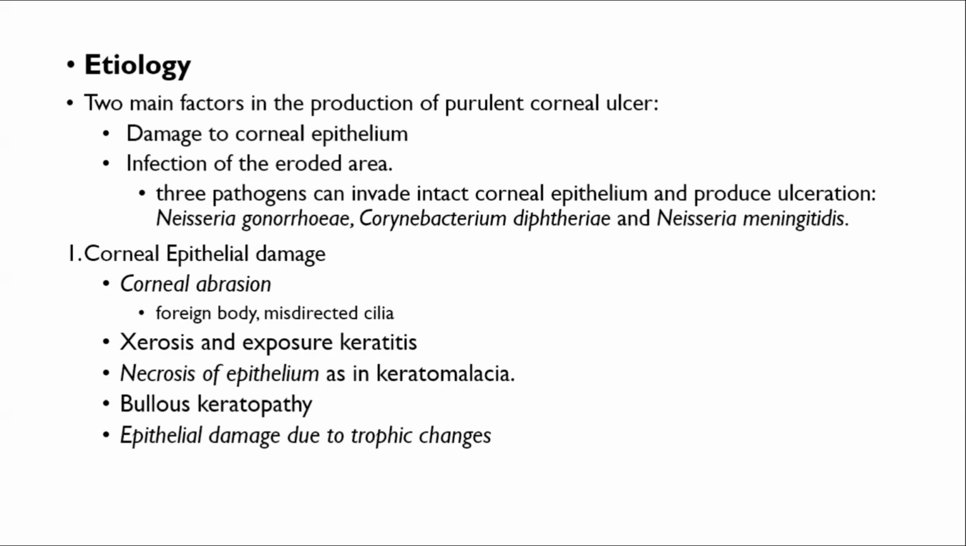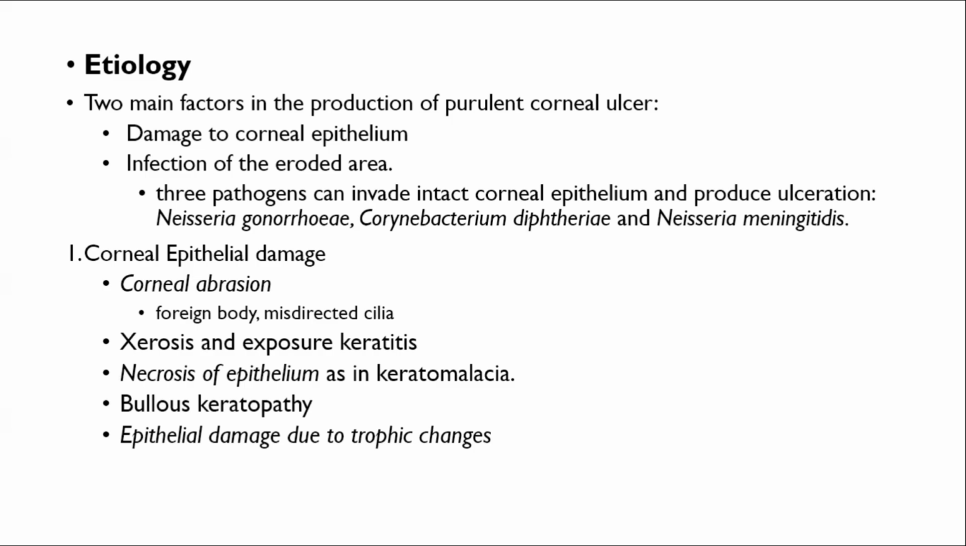Now let's delve into the various types of corneal epithelial damage that can predispose the cornea to infection. The first one is corneal abrasion. This basically refers to a scratch or injury to the corneal surface, which can be caused by a foreign body like dust or sand, or misdirected eyelashes. Another factor is xerosis and exposure keratitis. Xerosis refers to the drying of the corneal surface, often due to inadequate tear production, while exposure keratitis occurs when the eyelids do not close properly, leaving the cornea exposed and prone to damage.